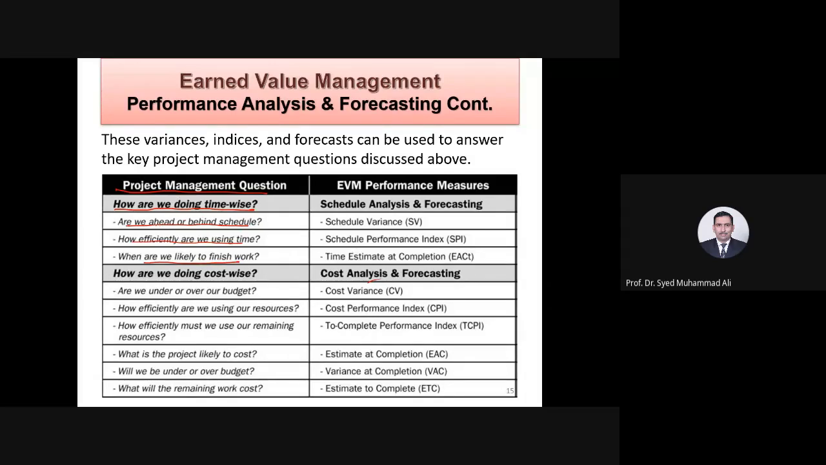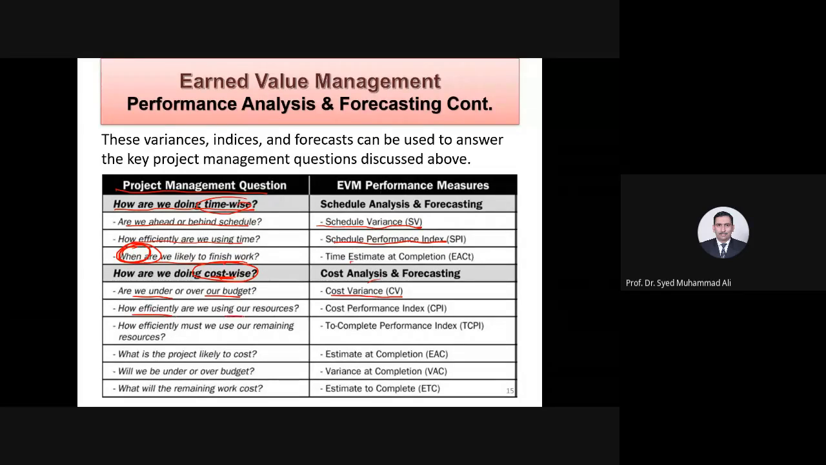Now, for this first question, are we ahead or behind the schedule? Schedule variance will tell you. How efficiently are we using the time? Schedule performance index will tell you. When are we likely to finish? Forecasting, time estimate at completion, EACT will tell you about that. How are we doing cost-wise? This was time-wise. This is cost-wise. First question, are we under or over budget? Cost variance will tell you.